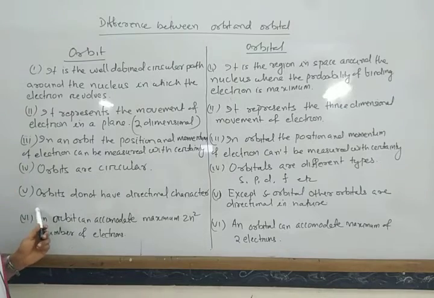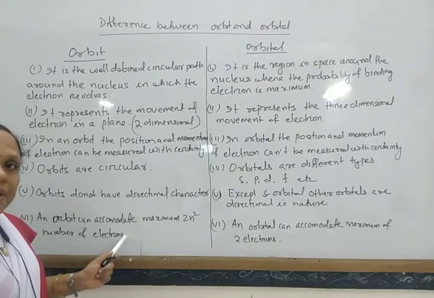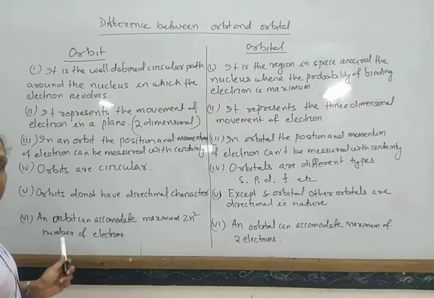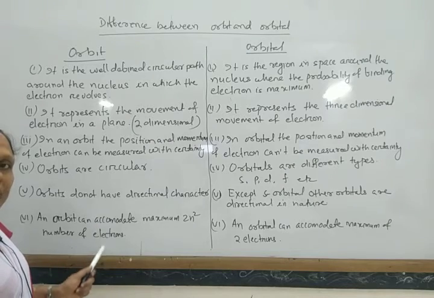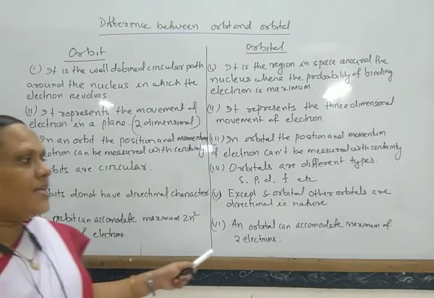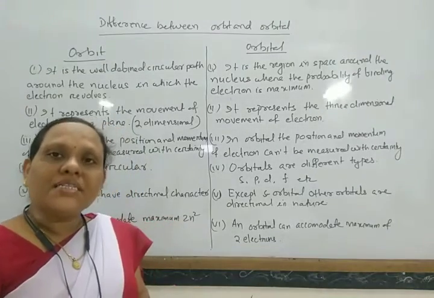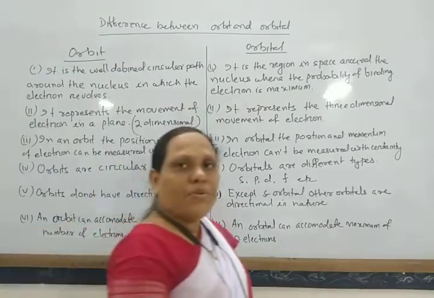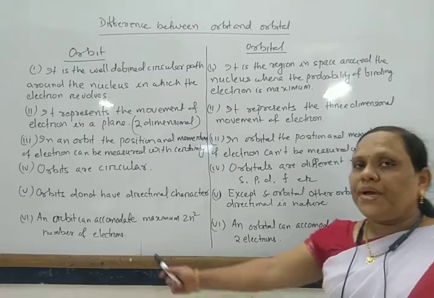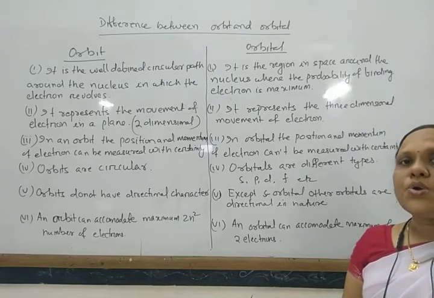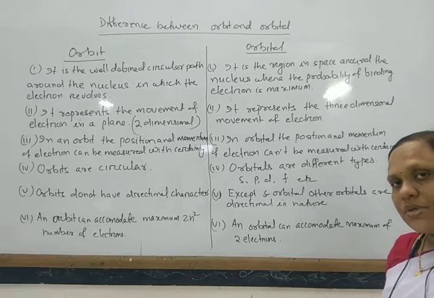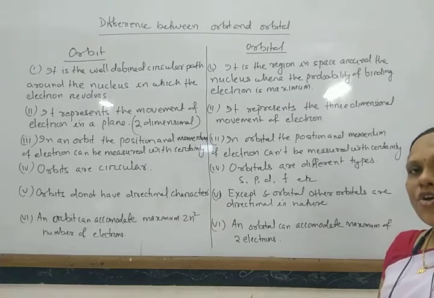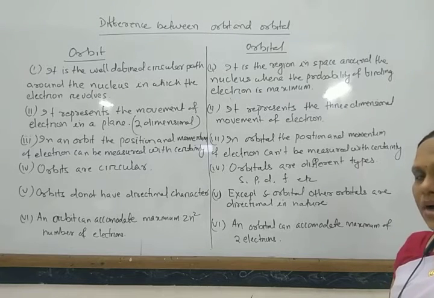Next, an orbit can accommodate a maximum of 2n square electrons, whereas an orbital can accommodate a maximum of 2 electrons. So these are some differences between orbit and orbitals. Note down all these.